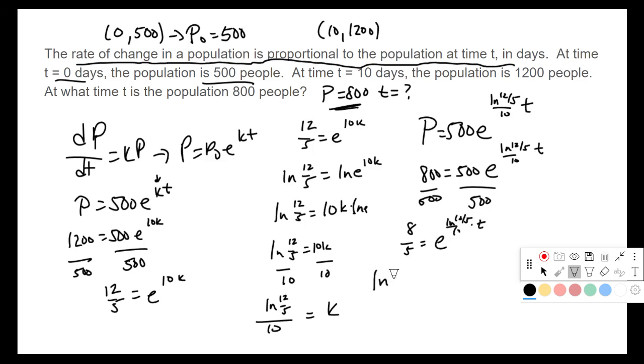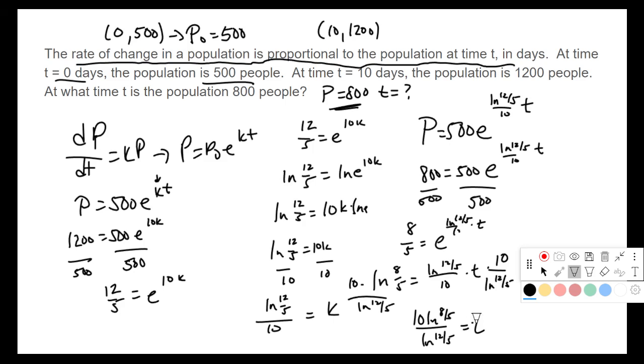Take the natural log on both sides. You have the natural log of 8 over 5 equals the natural log of 12 over 5 over 10 times t. And then you can multiply by the reciprocal of this to get t alone. It's a disaster, but it'll work. Multiply by 10 over ln 12 fifths on both sides. So we don't have a calculator, so my answer is just 10 ln 8 over 5 over ln 12 over 5 is equal to t.